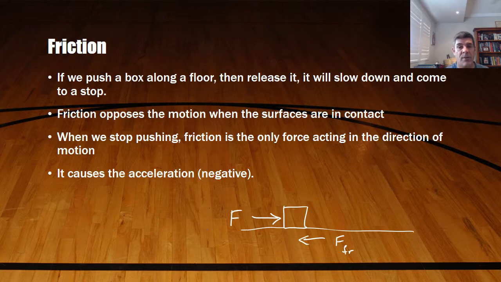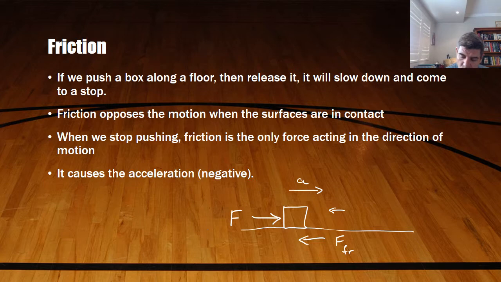Now, provided the force that I apply is greater than the frictional force, the object will continue to accelerate in this direction. If I give the object a push and lose my contact with that box, then the only force that will be acting is the force of friction, slowing it down. So eventually the box will come to a stop.